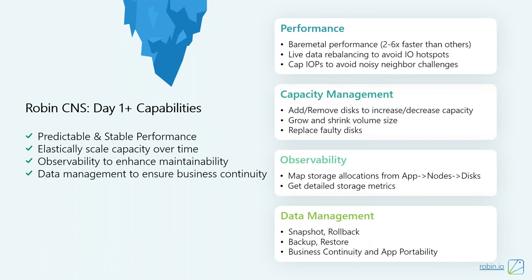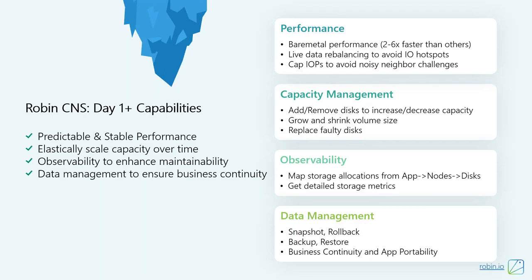Here, Robin provides bare metal performance as well as things like live data rebalancing, right? So if there is an IO hotspot, we'll make sure that we detect that and we inform the developers so that they can actually start rebalancing of the data without taking the application down. We can also cap IOPS to avoid noisy neighbor challenges, right? So for a given application, we can cap IOPS and say, okay, this is the limitation for the MongoDB application. It should not use more than that.